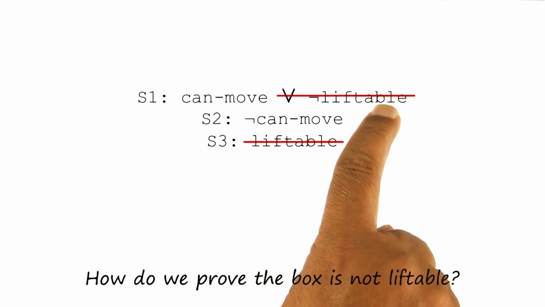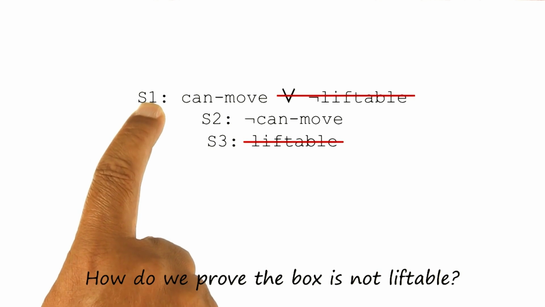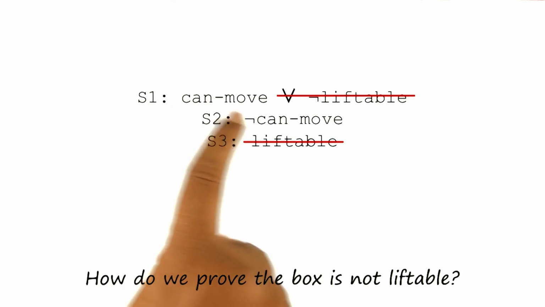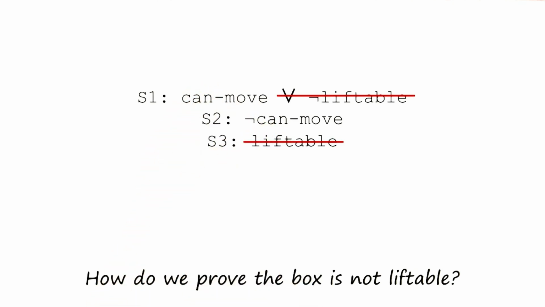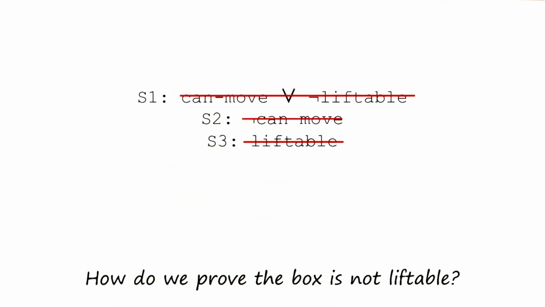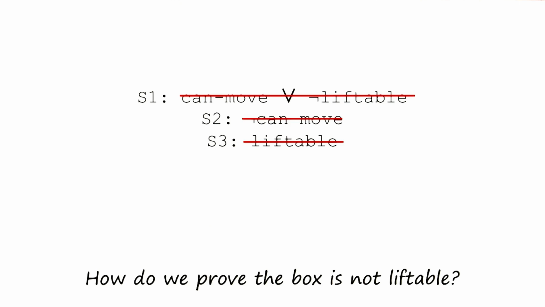Now, we were at sentence S1. That leaves us with can move. So now we pick a sentence that has the negation of the literal can move. Sentence S2 has a negation of that, and we can resolve on can move. They cannot both be true. When we resolve on both of them, those get eliminated as well. And now we see we've reached a null condition. This null condition represents a contradiction, and now we can infer that liftable cannot be true. Therefore, not liftable is true. The robot has proved not liftable.